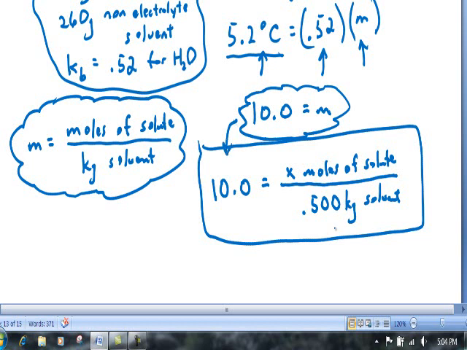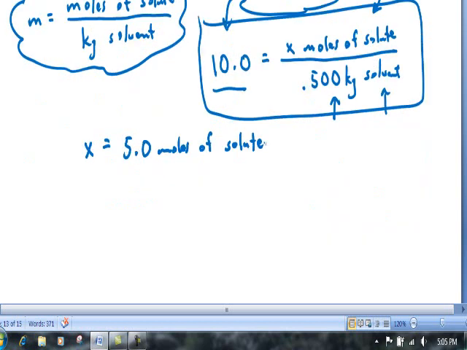We were given that we weighed out 500 grams, which would be 0.500 kilograms of solvent. What we don't know, though, is how many moles of solute we put into our solution. We know how many grams we used, but not how many moles. By taking the molality and setting it equal to X moles of solute over the amount of solvent we used, 0.500 kilograms, that will allow us to find how many moles of solute were dissolved to prepare this solution. Solving for X gives us 5.0 moles of solute were used in preparing this solution.